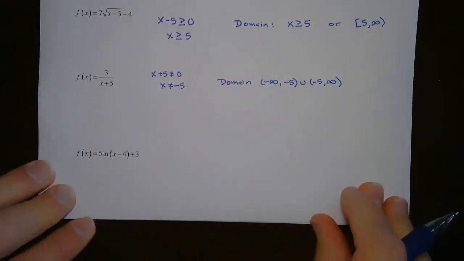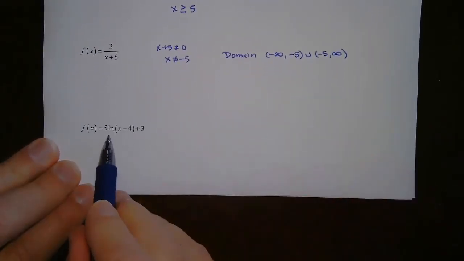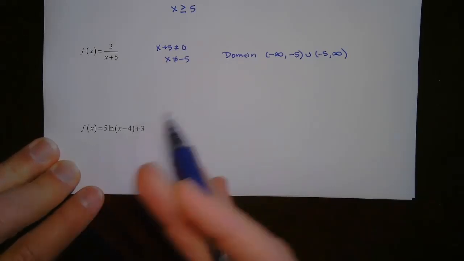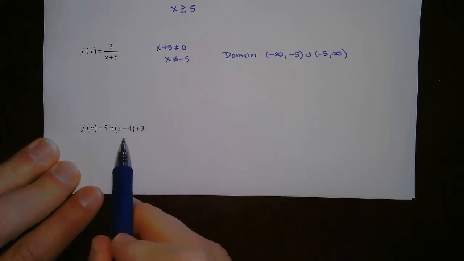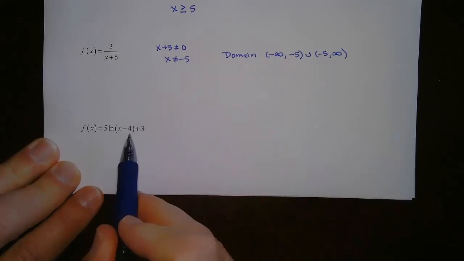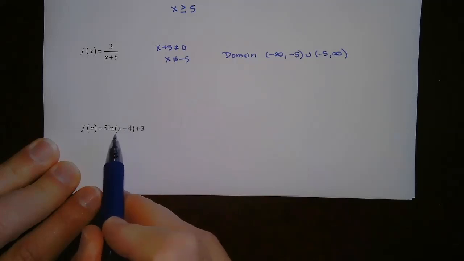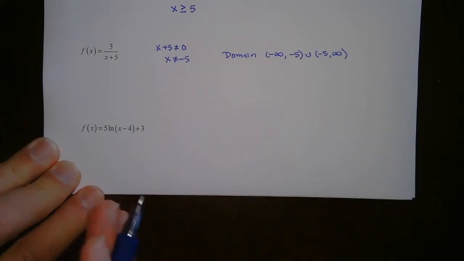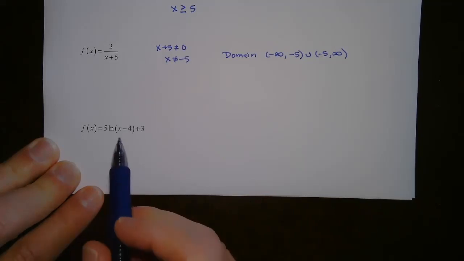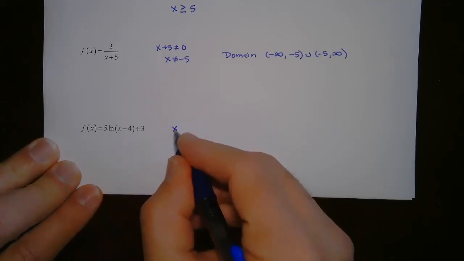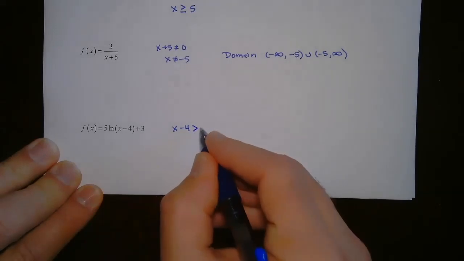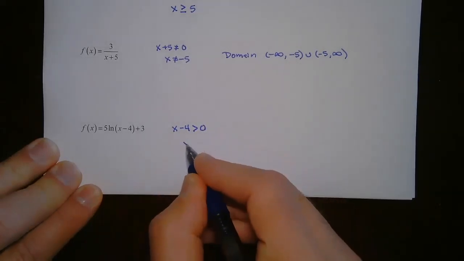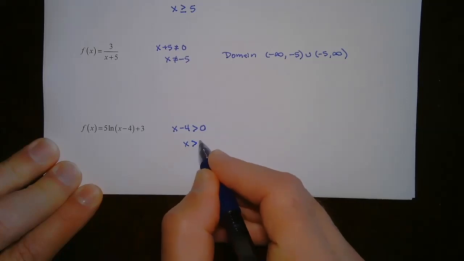Okay, and now for the new one, the logarithm. And this is natural log, but it's still a logarithm. So from above, we know that the argument for the natural log here is x minus 4. x minus 4 can't be 0. It can't be negative. It has to be positive. So how do we show that it has to be positive? We see x minus 4 has to be greater than 0, which means x would have to be greater than 4.